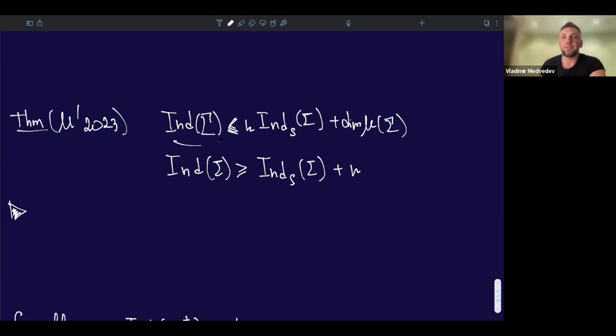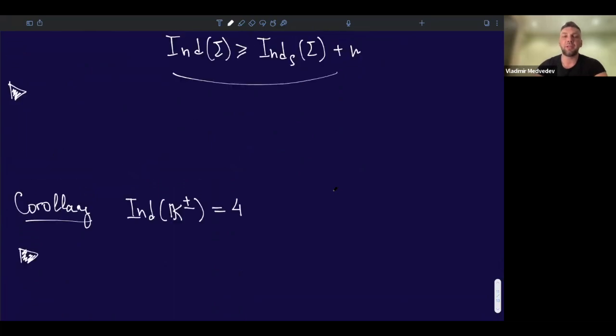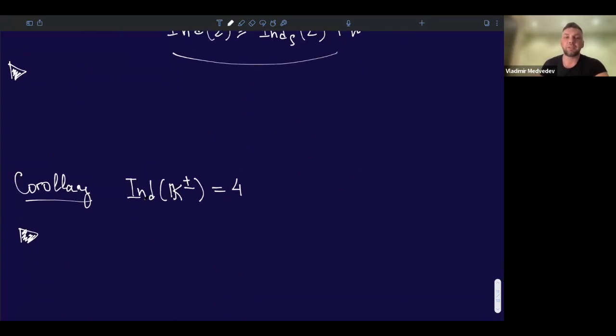Namely, you can give the upper bound for the index in terms of n times the spectral index plus the dimension of the moduli space of conformal classes, and you can prove the lower bound, exactly the same thing as for the flat case. And combining this, you can get almost for free that the index of the critical analogs of critical catenoids in the spherical and in the hyperbolic case are exactly the same value as in the flat case.